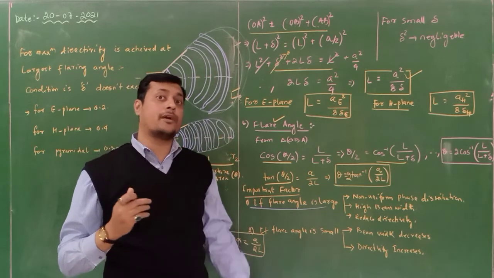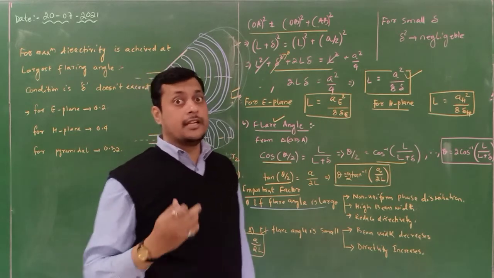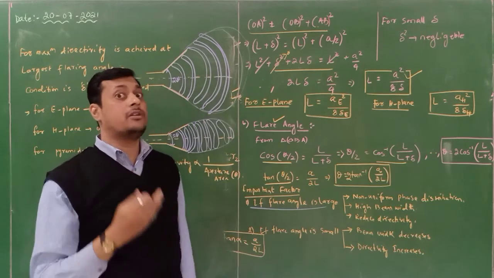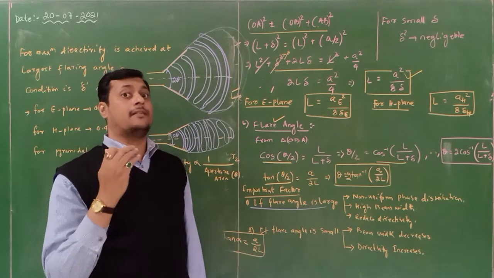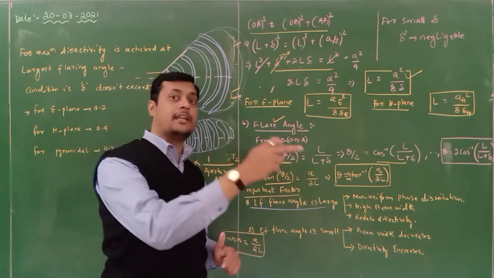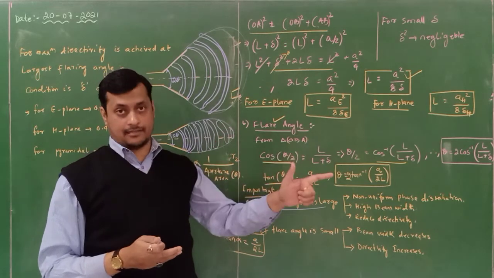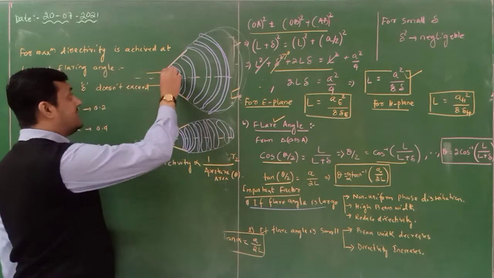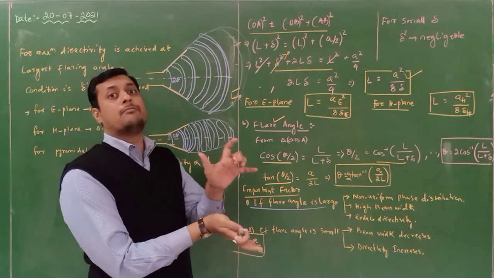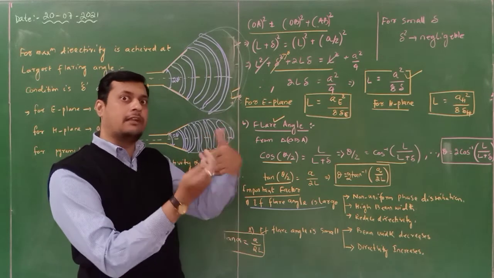I need to propagate to a longer distance. That means my directivity must be very high. So if the directivity is very high, the phase must be uniformly distributed. And it should propagate to a longer distance. That means directivity in itself indicates propagation of a wave in a particular direction. Okay. Now this is the reason why we do not prefer the opening of the mouth to be more. If the opening of mouth is more, beam width will increase and directivity will decrease.